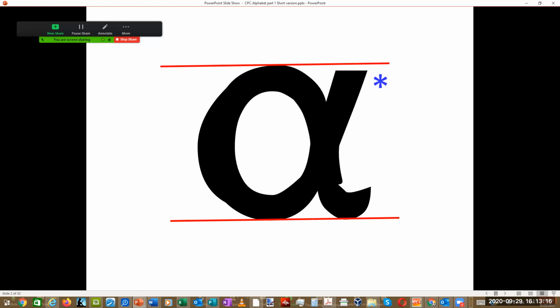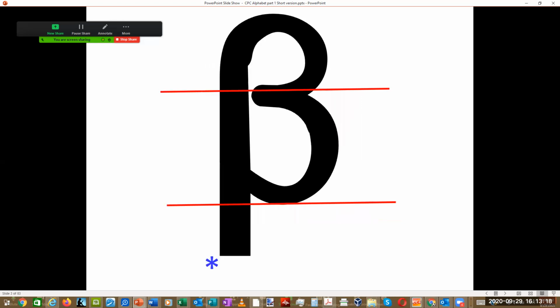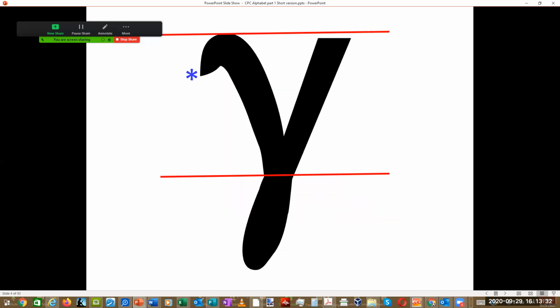The first letters are alpha, and then you'll notice that beta is a much larger letter. It extends above the line and below the line. And the next letter is gamma. It looks like an English Y. It has, though, nothing to do with an English Y. It is the G sound, gamma. And the star is on the upper left, and that's where we start when we write it by hand.